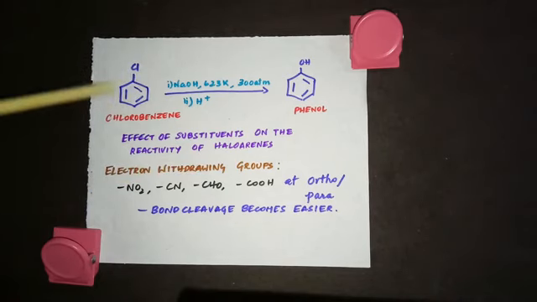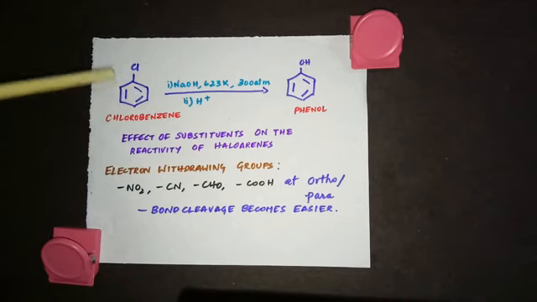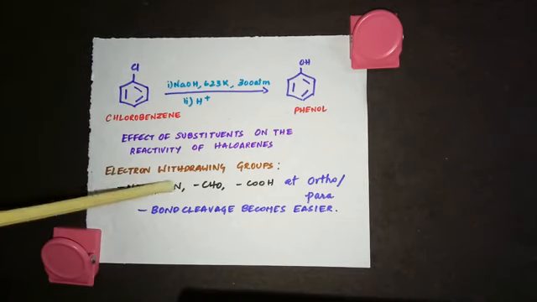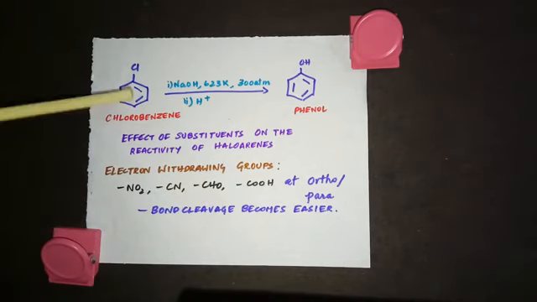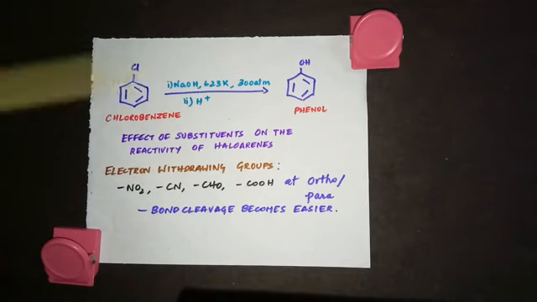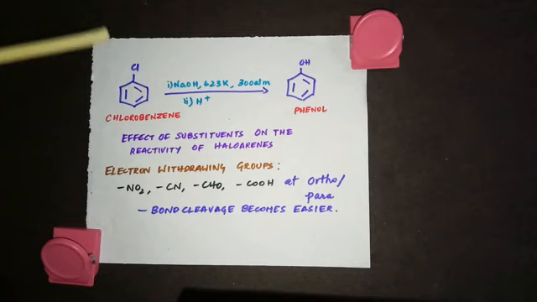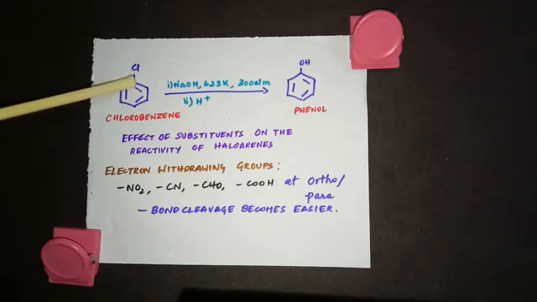So this is the benzene ring. Benzene ring has electron density, and that density will be withdrawn by these groups if they are present here. Examples of electron withdrawing groups are NO2, CN, CHO and COOH. If these groups are present in chlorobenzene at ortho and para position, then they will make the carbon-chlorine bond cleavage easier, so that the substitution reaction takes place at an easier rate. Now we will see why these electron withdrawing groups enhance the reactivity of haloarenes.